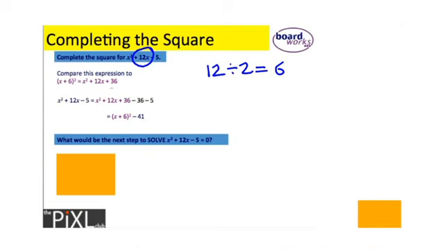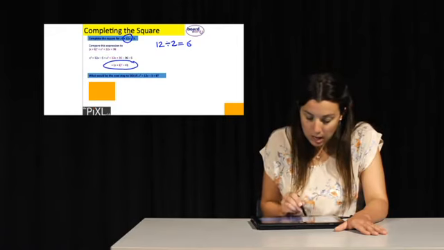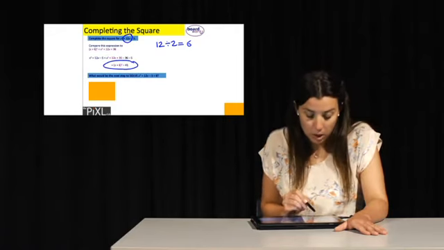So if we compare this to our original equation, we can notice the difference. X squared is the same, plus 12x is the same, but we had minus 5, not 36. So we're on 36, we want negative 5, so we're going to have to subtract 41. From our 36, subtract 41 brings us to negative 5. That means it's the same then. So here is the completed square.